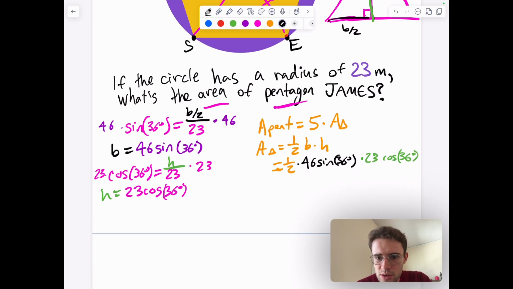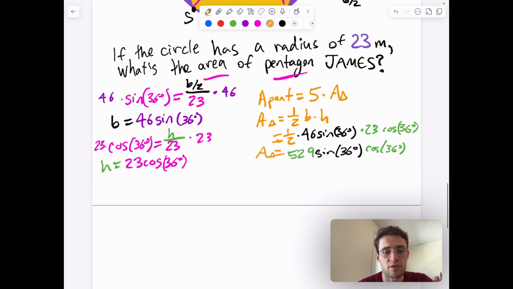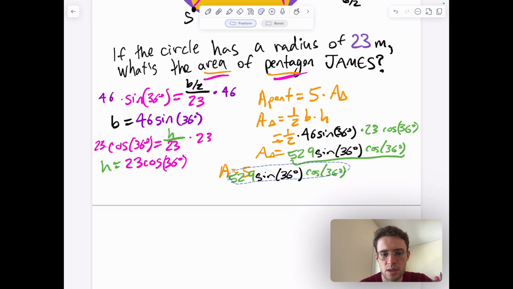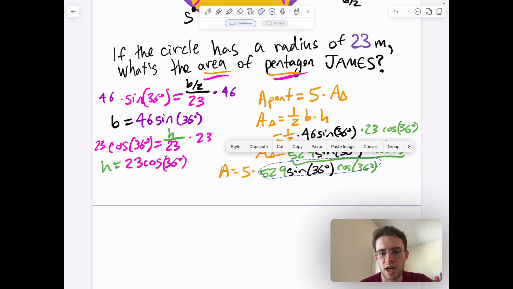That would give us 1/2 times 46 is 23. So we have 23 times 23, which is 23 squared, which is 529, times sine of 36 degrees, times the cosine of 36 degrees. Again, this is not our answer. This is the area of just the triangle. We're trying to find the area of the pentagon, right? Area of the pentagon. So that would be 5 times the same thing that we just wrote. Paste. So 5 times 529 sine 36.